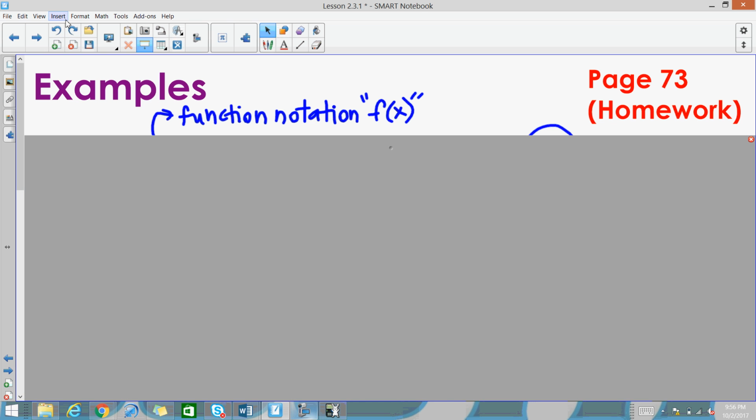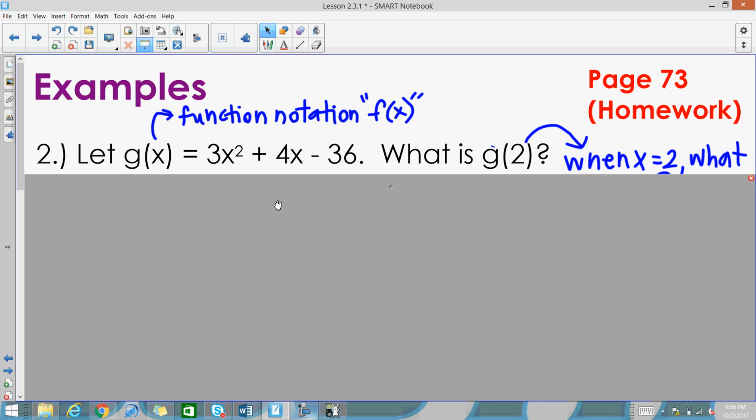So page 73. It's going to start from easy and go to hard. All right, so here we go. Page 73, example number 2. Let g of x equal 3x squared plus 4x minus 36. What is g of 2?